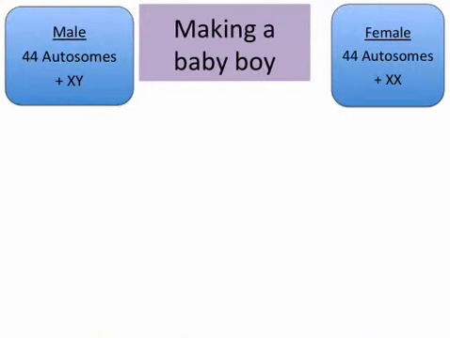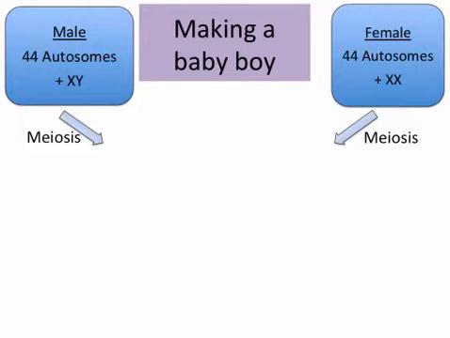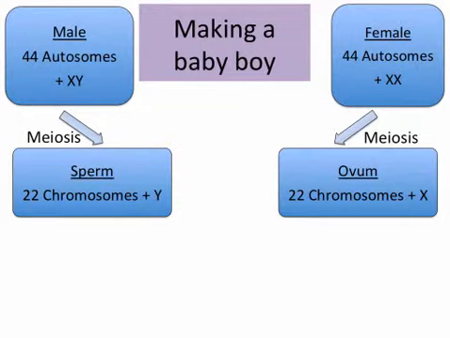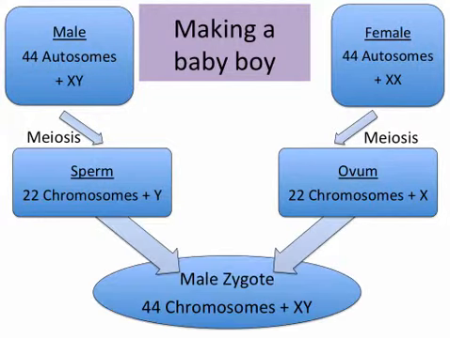Now, in order to make a baby boy, once again meiosis happens, and in this case, the female will once again produce an ovum with 22 chromosomes plus the X, and the male will produce sperm, which have 22 plus a Y sex chromosome. When these join together in fertilization, a male zygote is produced, with 44 chromosomes and the X and the Y. X from the mother and Y from the father.